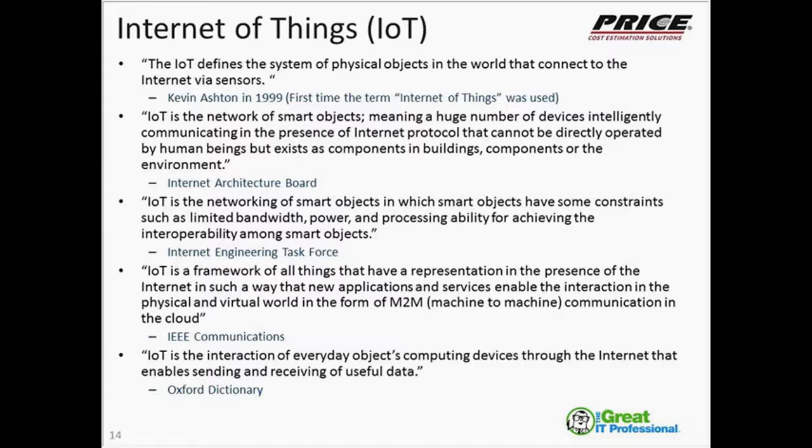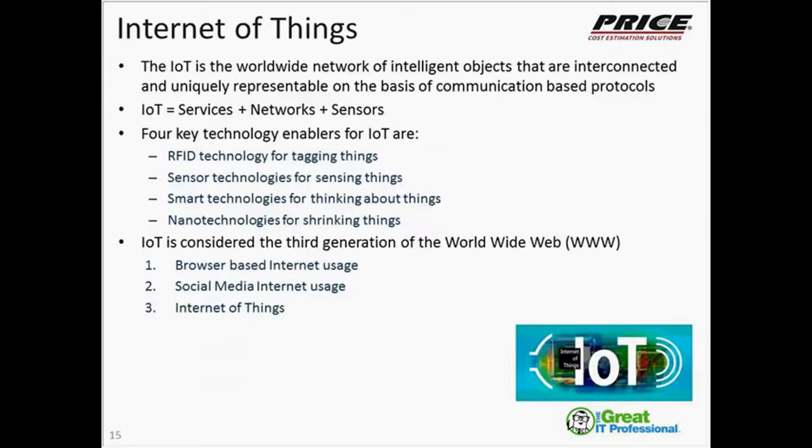IEEE Communications: the Internet of Things is a framework of all things that have a representation in the presence of the Internet in such a way that new applications and services enable the interaction in the physical and virtual world in a form of machine-to-machine communication. It is the interaction of everyday objects, computing devices through the Internet, enabling sending and receiving of useful data. And all of these are decent definitions of the Internet of Things.